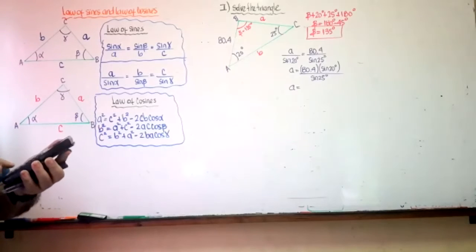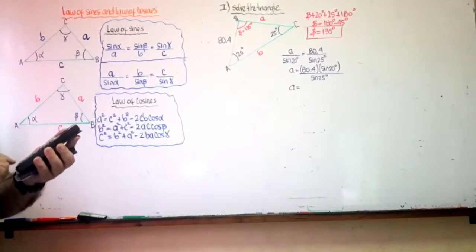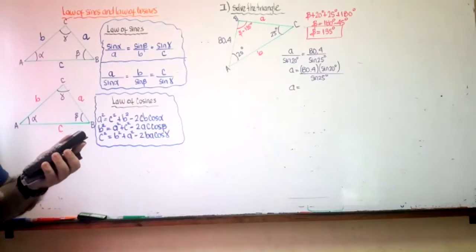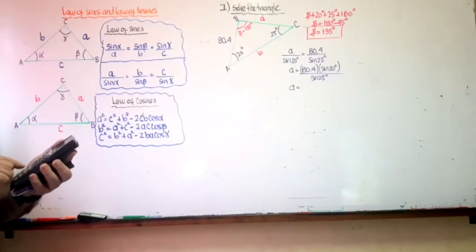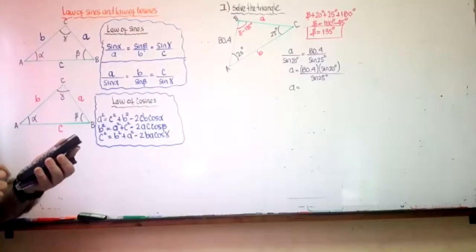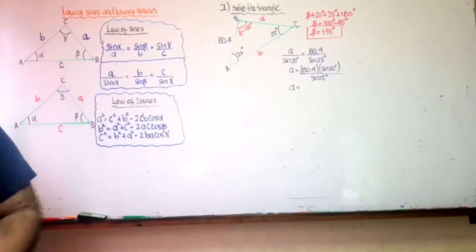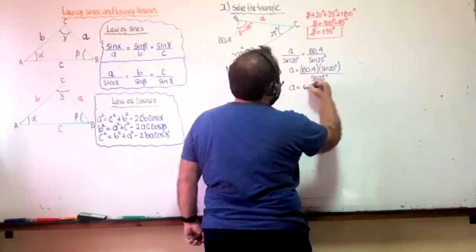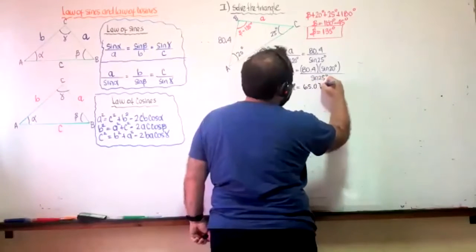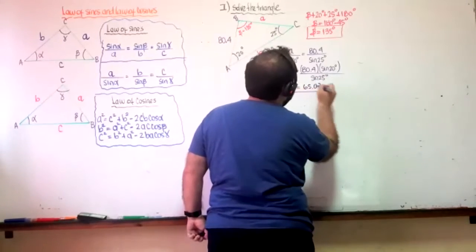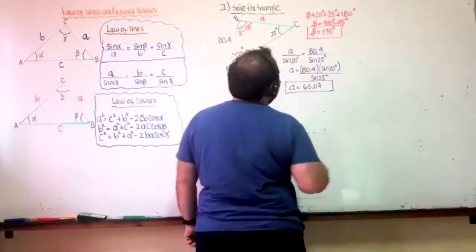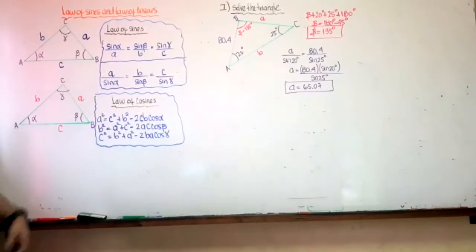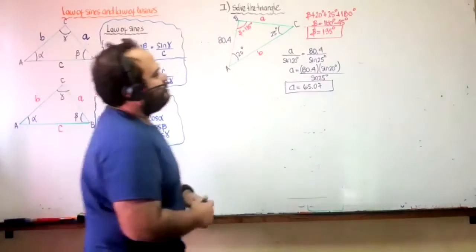So let's begin. We got 80.4 sine 20, and this answer divided by sine 25. Well, we got 65.07. Okay, we finally found the leg A. Now let's find the leg B.